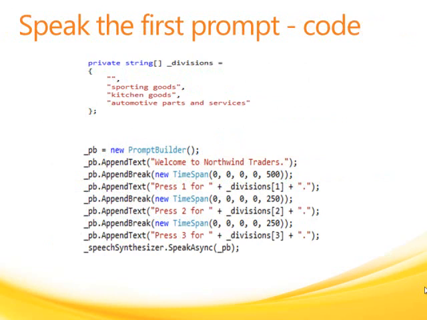At this point, the speech synthesizer is ready to speak a prompt, which can be of the form of a string, a prompt object, or a prompt builder object. The first prompt that is spoken to the user conveys a welcome message and then lists the three divisions of Northwind Traders: sporting goods, kitchen goods, and automotive parts and services. The user will be directed to one of these divisions by pressing 1, 2, or 3. As you can see from the code shown in this slide, the prompt builder prompt is built up gradually, with breaks appended to the prompt to make it sound more like natural speech.